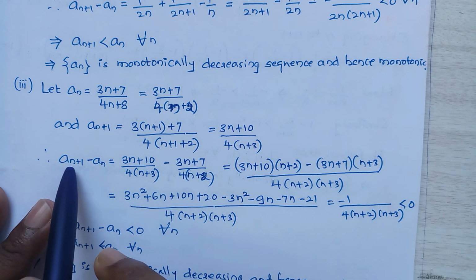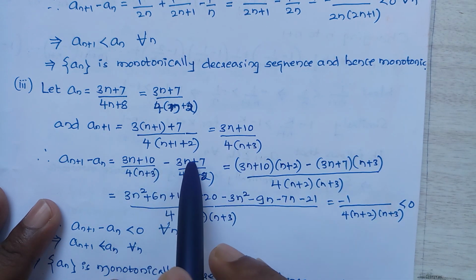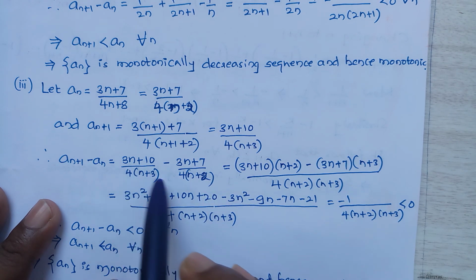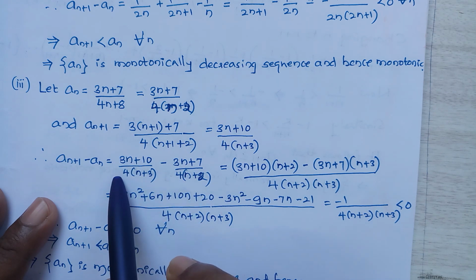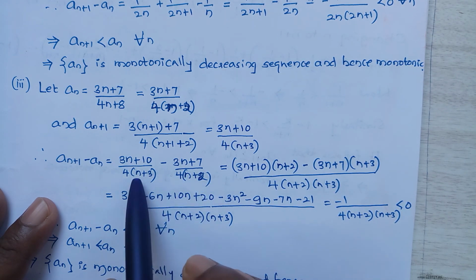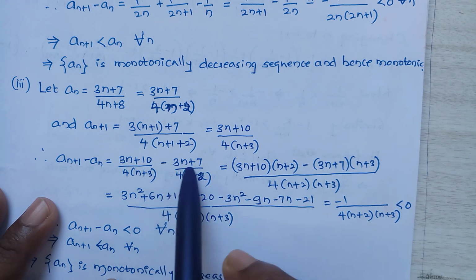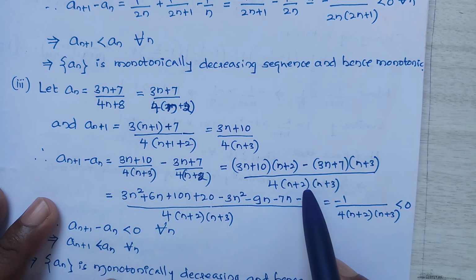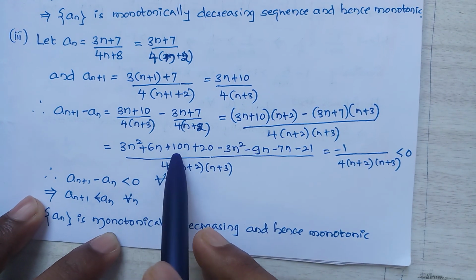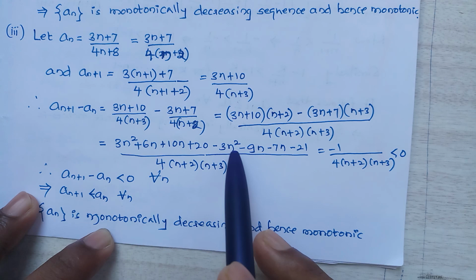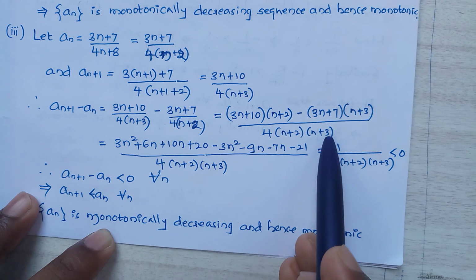Therefore an plus 1 minus an is equal to 3n plus 10 divided by 4 into n plus 3 minus 3n plus 7 divided by 4 into n plus 2. Cross multiplication: these 4s are common, so we multiply with n plus 2 and n plus 3. So 3n plus 10 into n plus 2, minus 3n plus 7 into n plus 3, divided by 4 into n plus 2, n plus 3. After multiplying, it becomes 3n square plus 6n plus 10n plus 20 minus 3n square minus 9n minus 7n minus 21, divided by 4 into n plus 2, n plus 3.